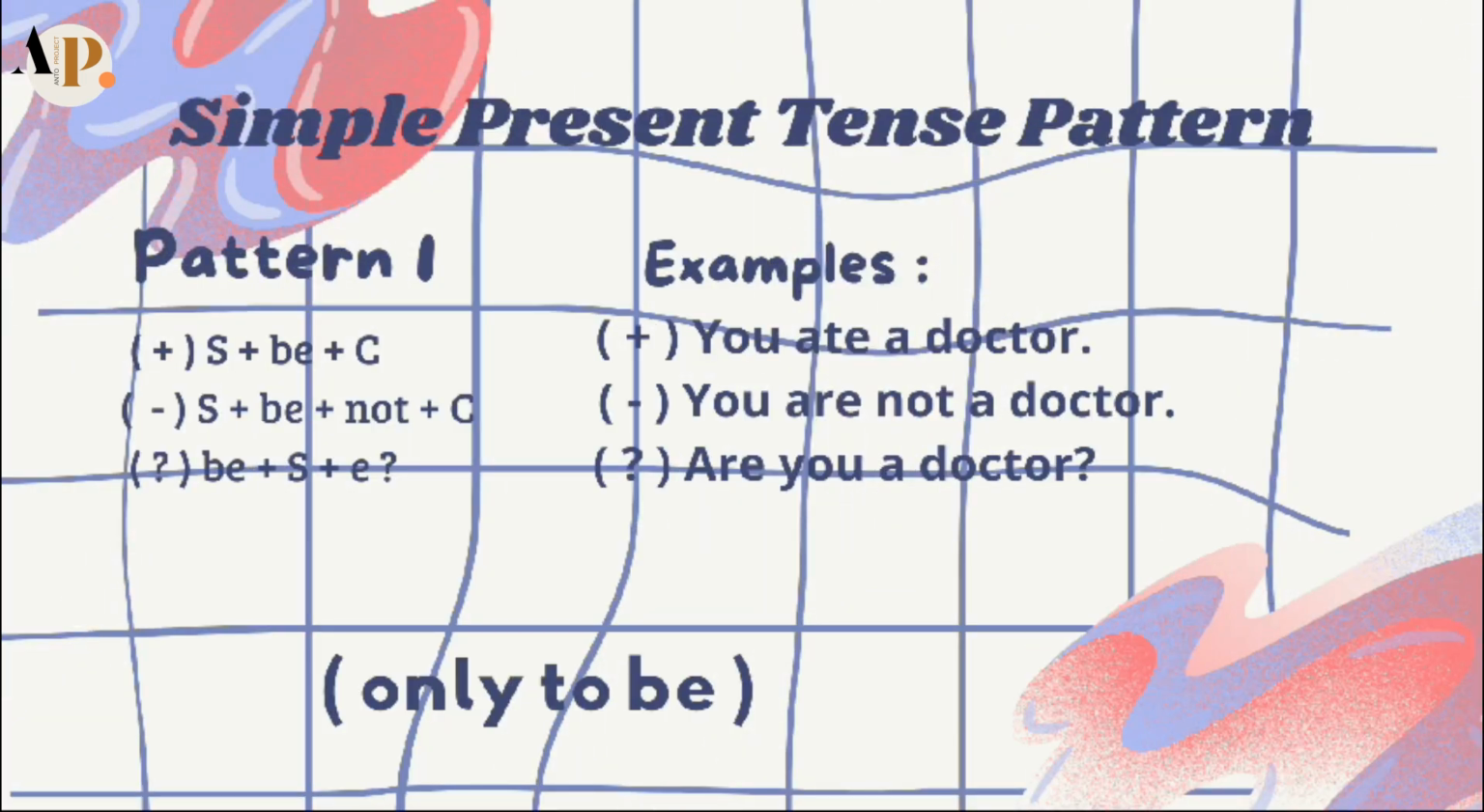Simple present tense pattern. Pattern 1. Positive: subject plus be plus complement. Negative: subject plus be plus not plus complement. Interrogative: be plus subject plus complement. For example, positive: you are a doctor. Negative: you are not a doctor. Interrogative: are you a doctor? The subject only takes to be.